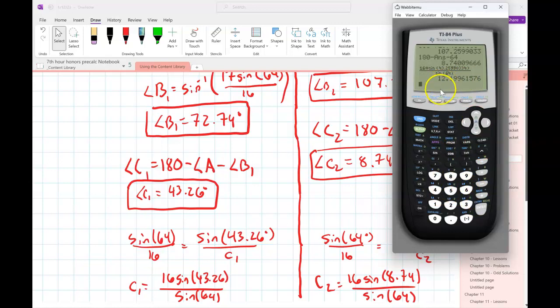So 12.20 for the first triangle, and my value for side C in the second triangle is going to be a lot less, like 2 something probably, 271.